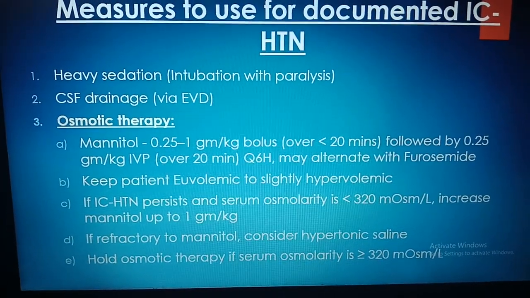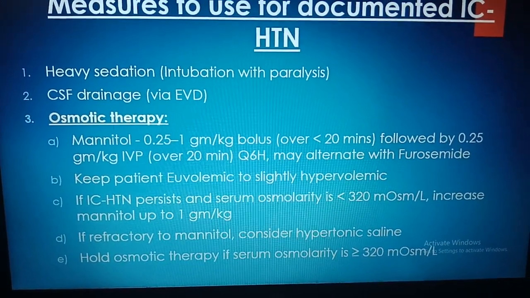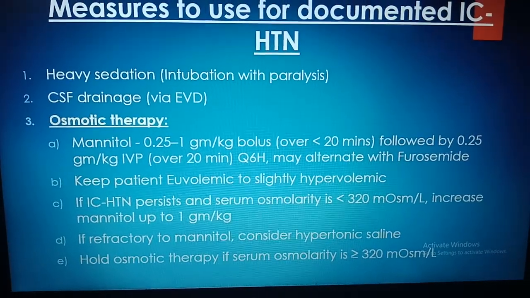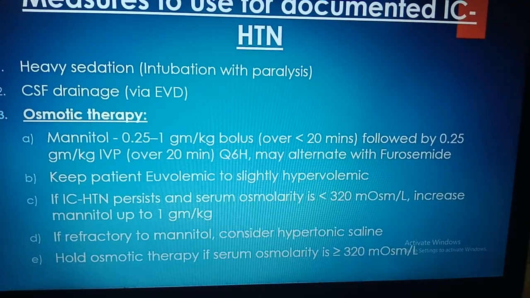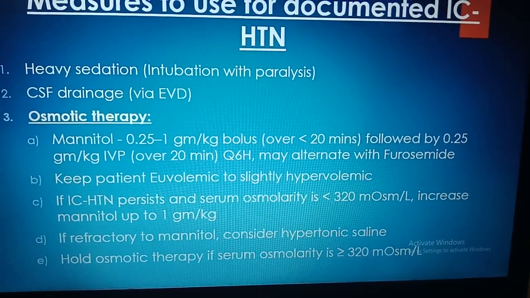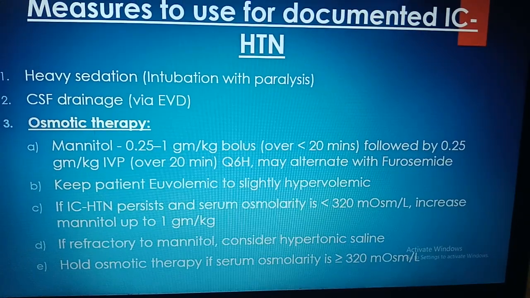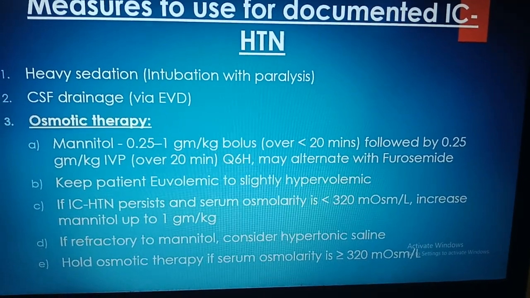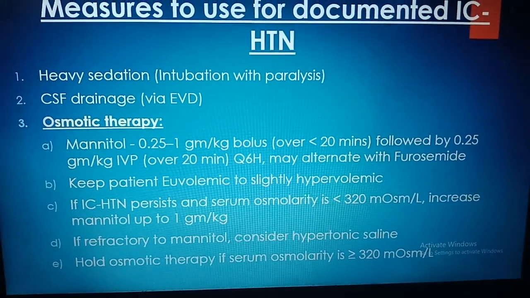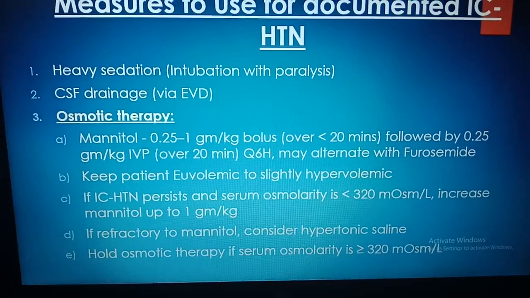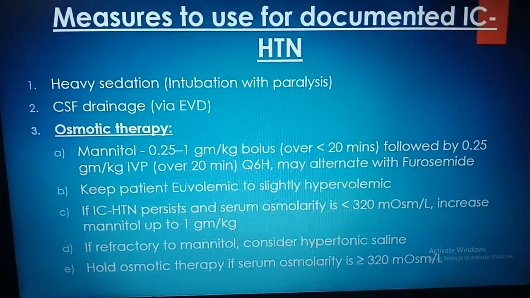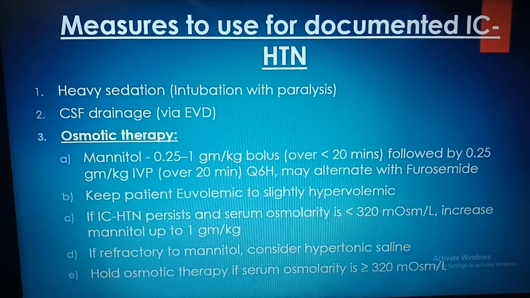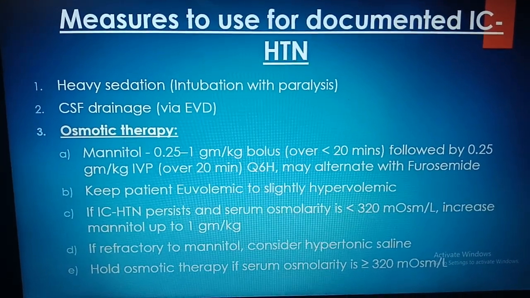First of all, you should give a bolus dose of around 0.25 to 1 gram per kg over 20 minutes, followed by 0.25 gram per kg IV over 20 minutes. Now this is Q6 hourly. Then you may alternate it with furosemide. Number two, keep the patient euvolemic to slightly hypovolemic, and if intracranial hypertension persists and serum osmolality is less than 320, then increase the dose of mannitol.